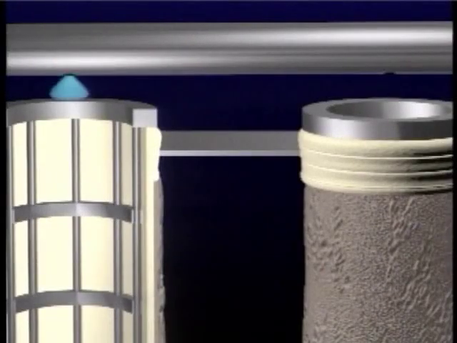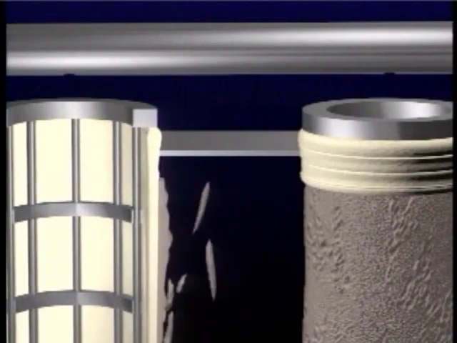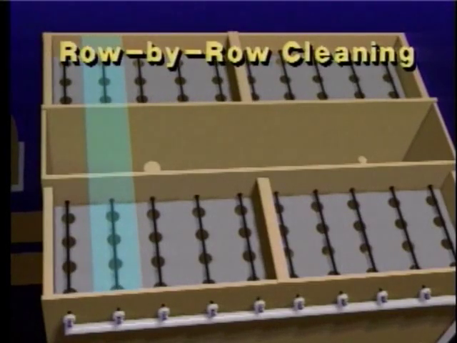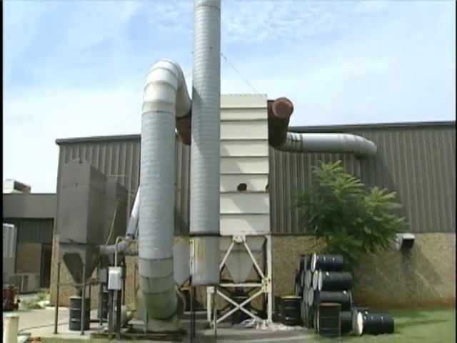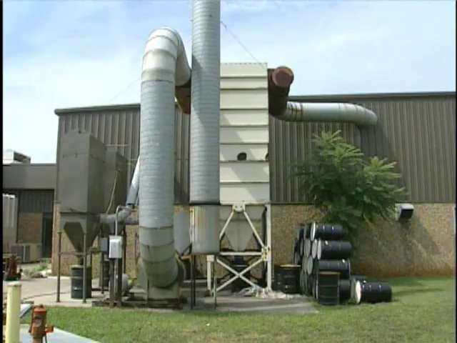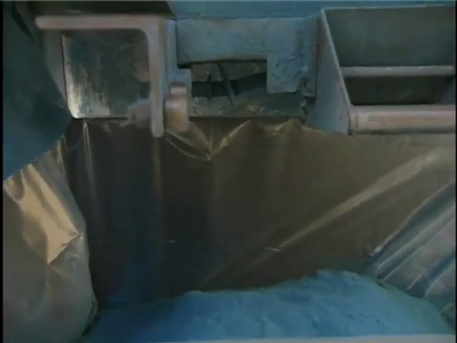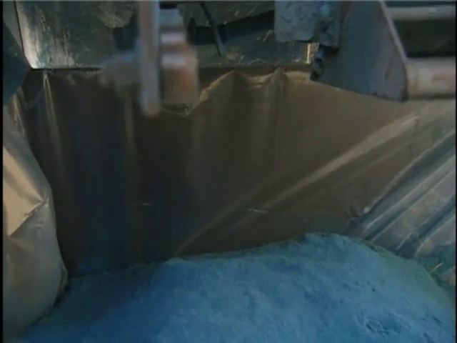Cleaning is accomplished by directing the compressed air pulse to one or a few rows of bags, while the other bags continue to provide filtration. The collector is usually not shut down or isolated from flow while cleaning. The dust cake dislodged by the compressed air pulse falls into the hopper and is removed from the collector.